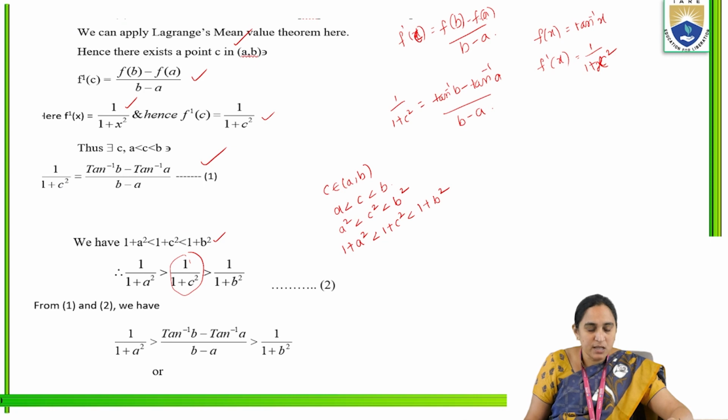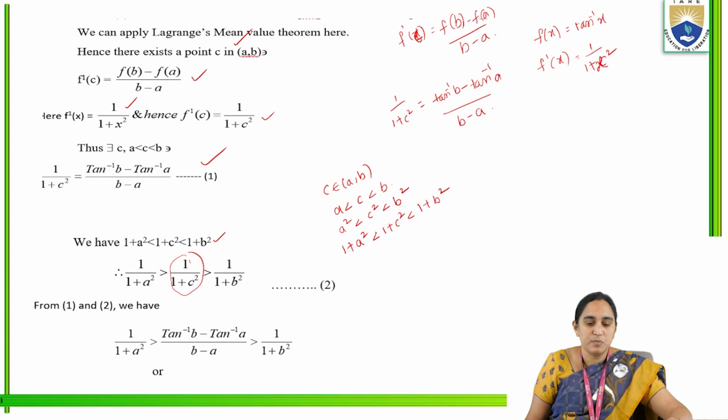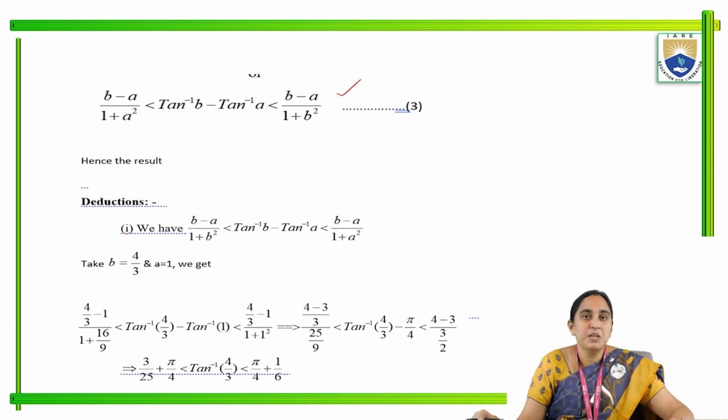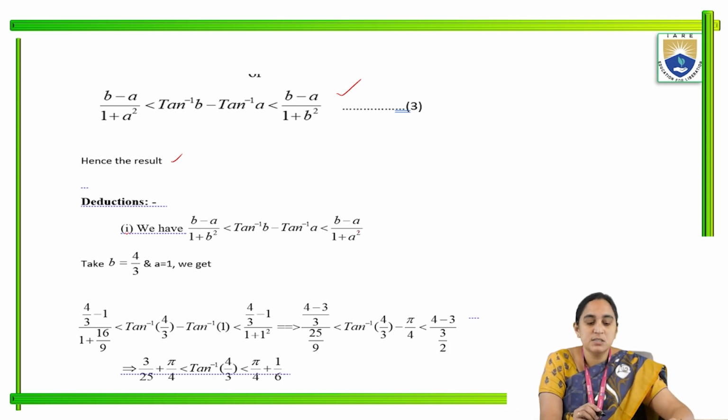Observe once again, here f of x is equal to tan inverse x in the interval a to b. From that, by using Lagrange's theorem, we get directly b minus a by 1 plus a square less than tan inverse b minus tan inverse a less than b minus a by 1 plus b square. This is the result. Now let us take that as the third equation. From that we have to prove the deduction parts. From the third equation, here we have to assume a and b values for the first deduction part.